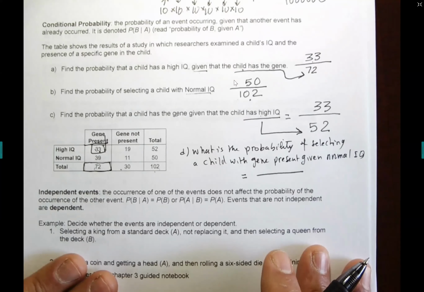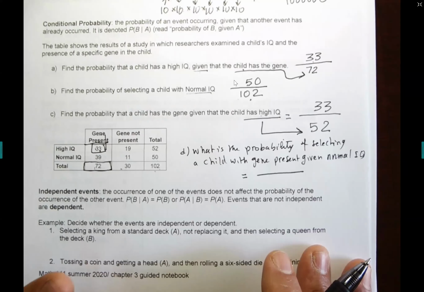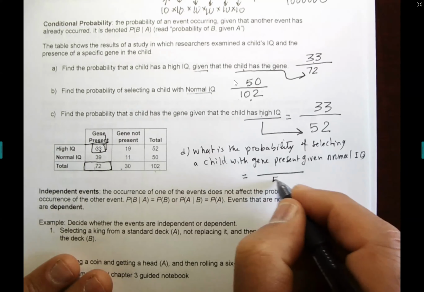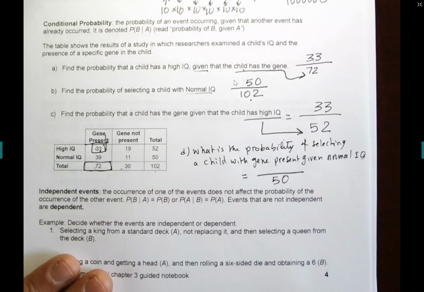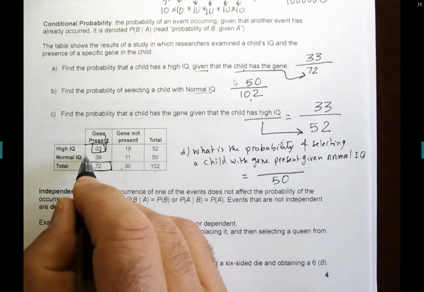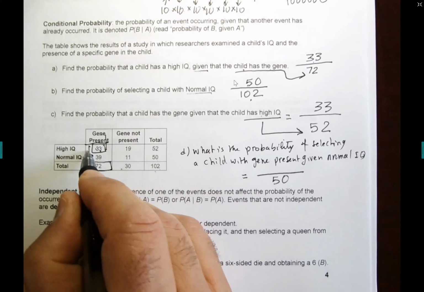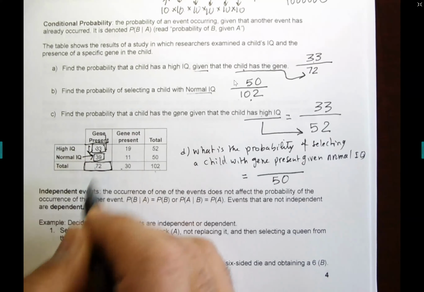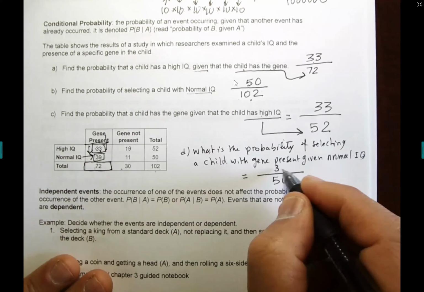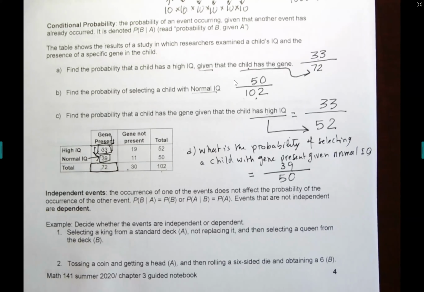So, given normal IQ, we're only selecting from the group of students who have normal IQ, not all 102 students. How many total students do we have with normal IQ, guys? 50. Okay, now I want the intersection between the gene present and the normal IQ. Look, guys, this is the normal IQ. This is the gene present. Where do they meet? At 39. It's 39 over 50. Does that make any sense?